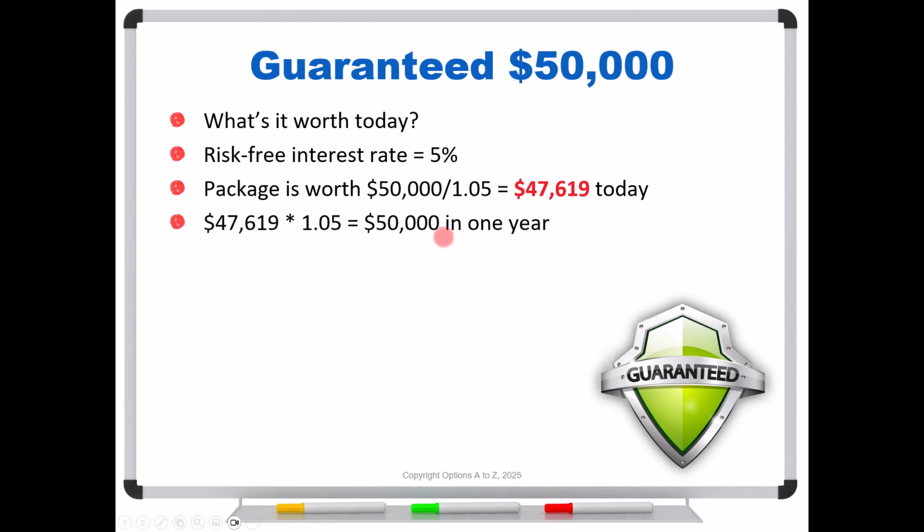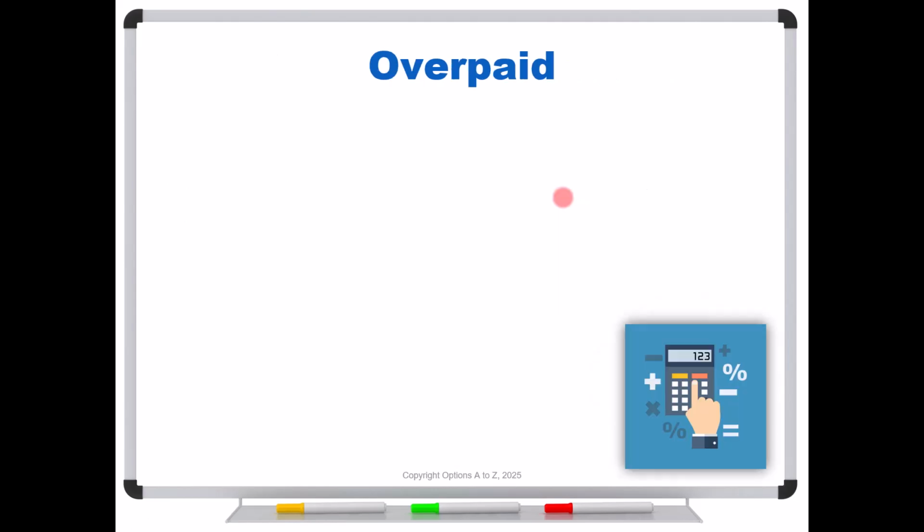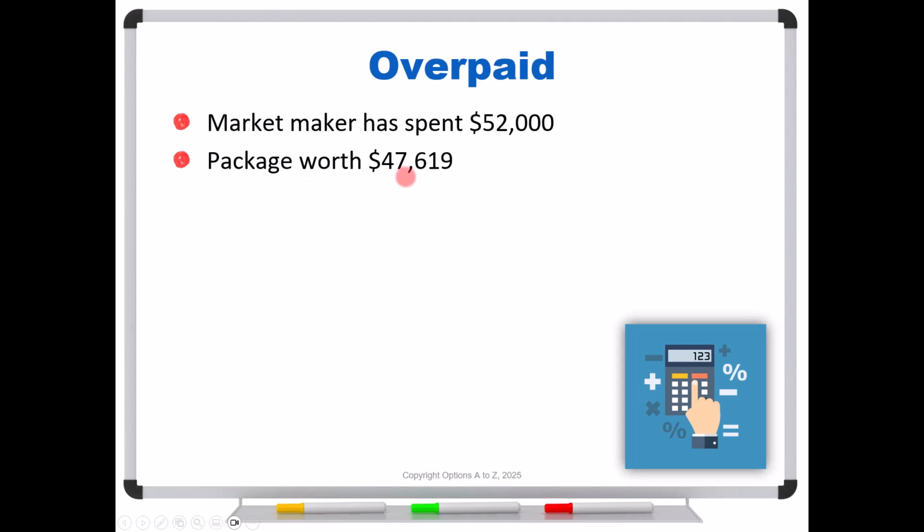So we just figured out that this package is worth $47,619. But the market maker overpaid for this. Remember, he has spent $52,000. He spent $50,000 on the stock and $2,000 on the puts. But as we just figured out, the package is worth $47,619. So how much did he overpay for this package? The difference is $4,381. And there's your answer.